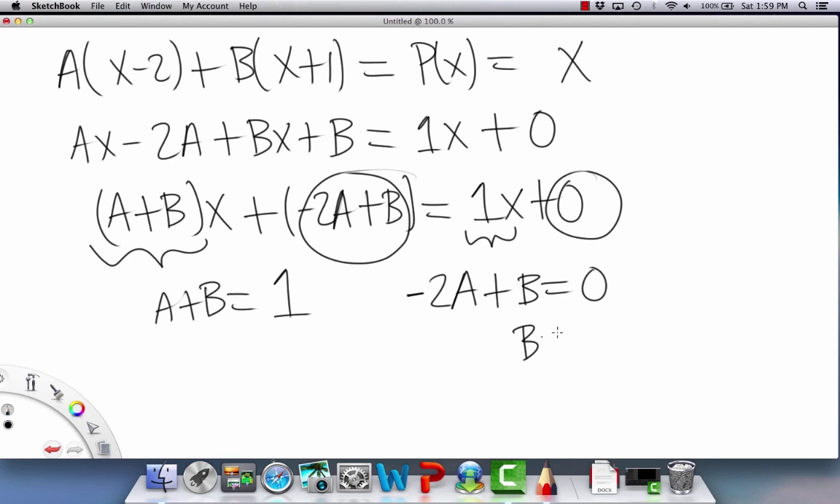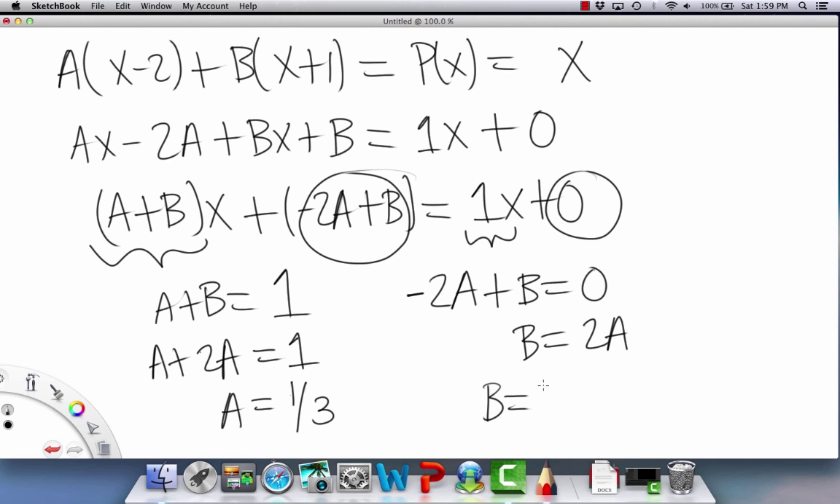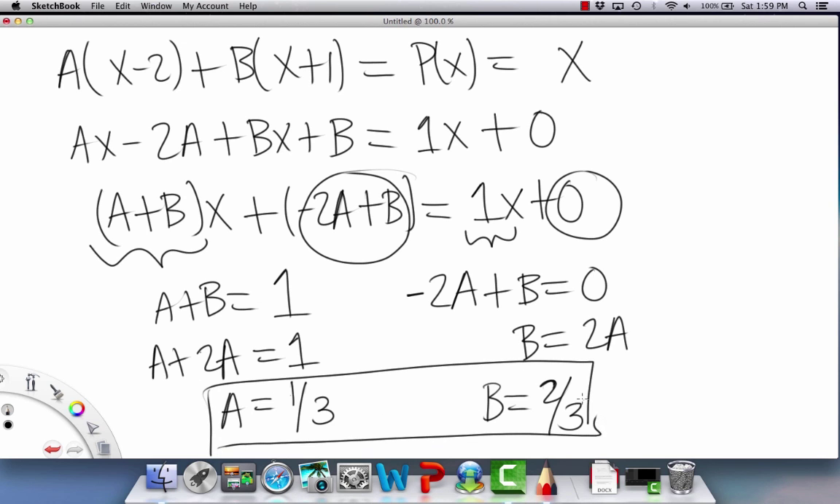So what we're going to do is we get b equals 2a, right? And then we could plug this into the b spot. So we have a plus, now b is 2a, equals 1. And solving this, we get a equals 1 over 3. Okay, and then we plug back in here to solve for b, and we get b equals 2 over 3. Okay, so now we're almost at the final step.